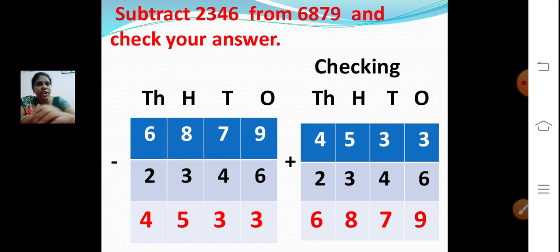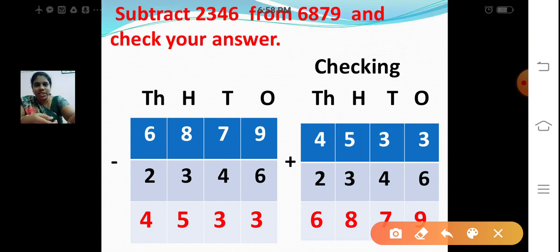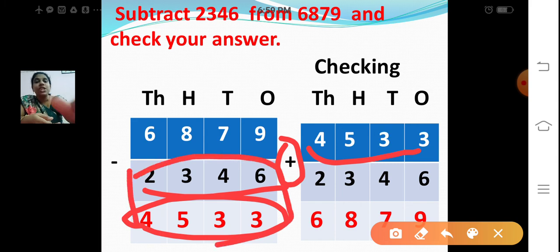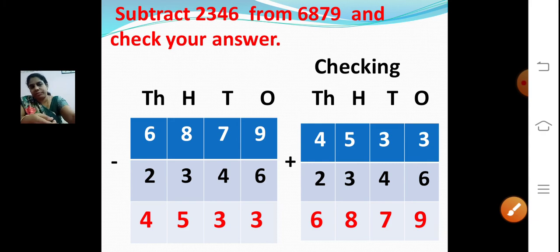Yes. What we have to do now? We have to add the difference. What is the difference? This is the answer we get, right? That is the difference. We are going to do addition. Don't forget to put this sign. We are going to add the difference to the subtrahend. We are going to add these two numbers so that we get the minuend. We have to get this answer. We'll check this now.